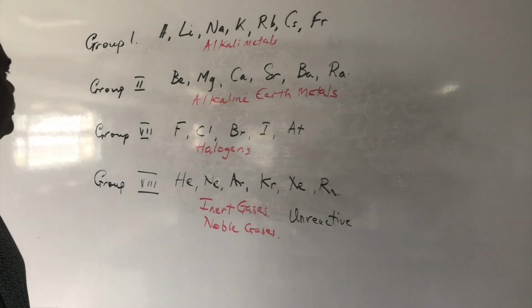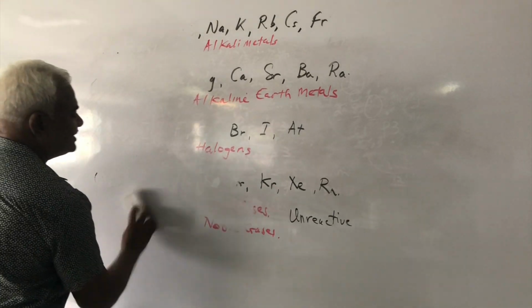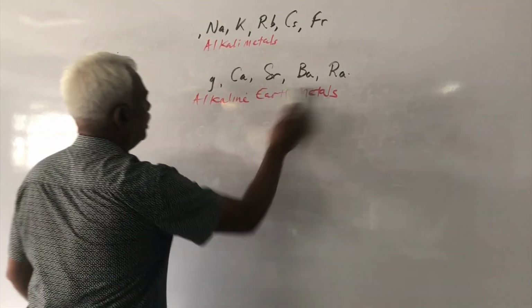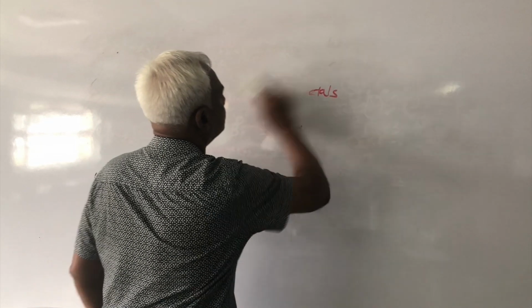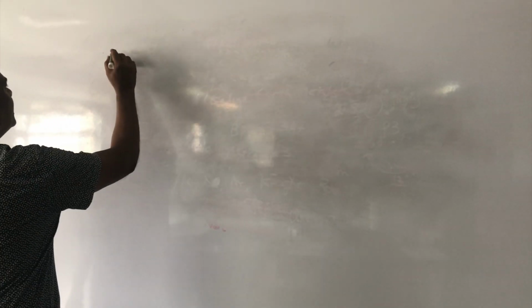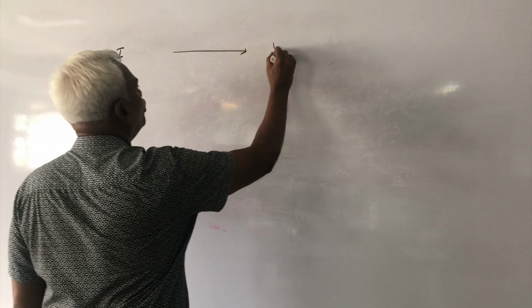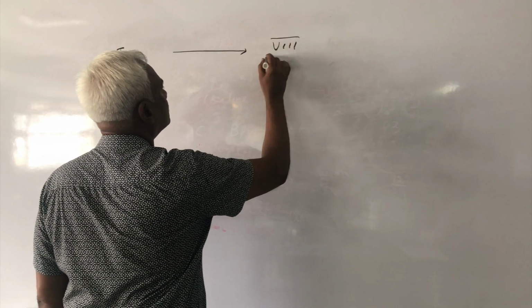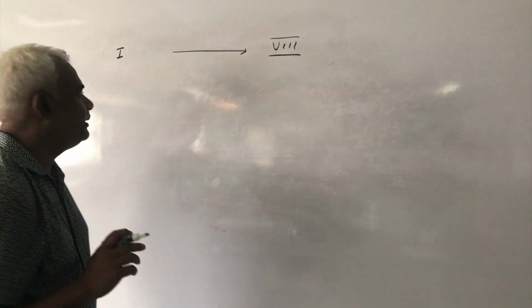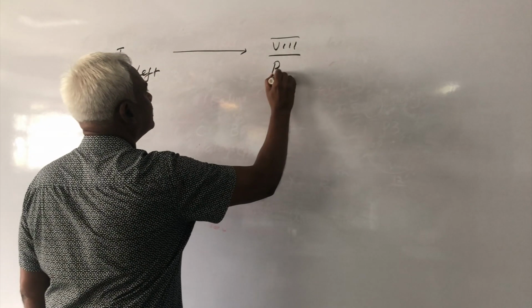All right, let's look at some trends of the periodic table. Now, as we look at the periodic table and we go from group 1 to group 8, we're going across the periodic table, moving from left to right.